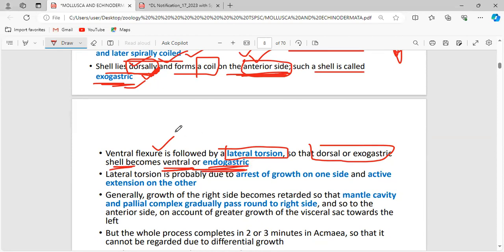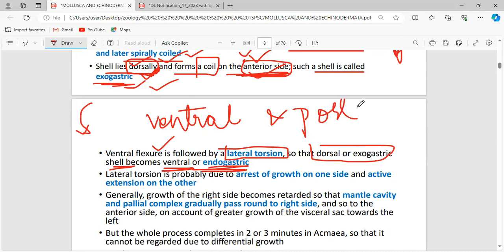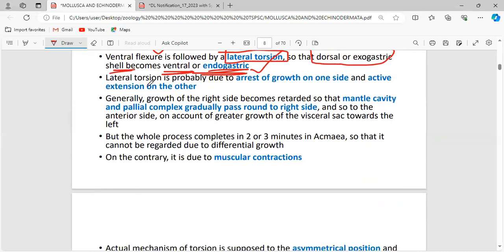Initially the shell was on the dorsal side, in the dorsal region and on the anterior side. Such a shell is called dorsal or exogastric. And after the ventral flexure, the shell will move towards the ventral side and to the posterior region. This type of shell is said to be endogastric. You should make the difference between what is exogastric and what is endogastric. Clear?